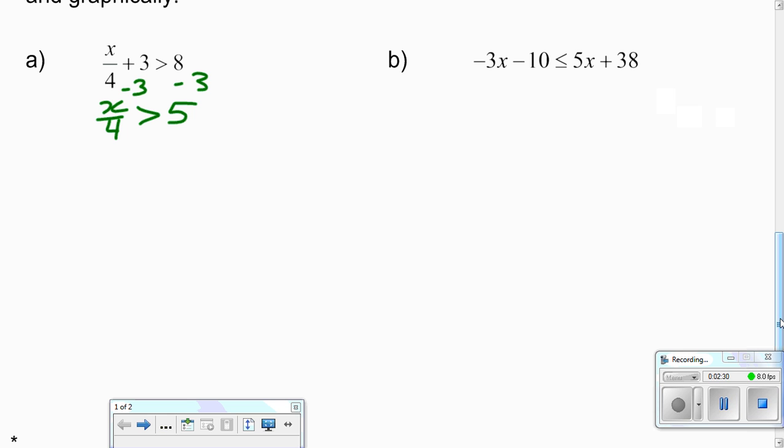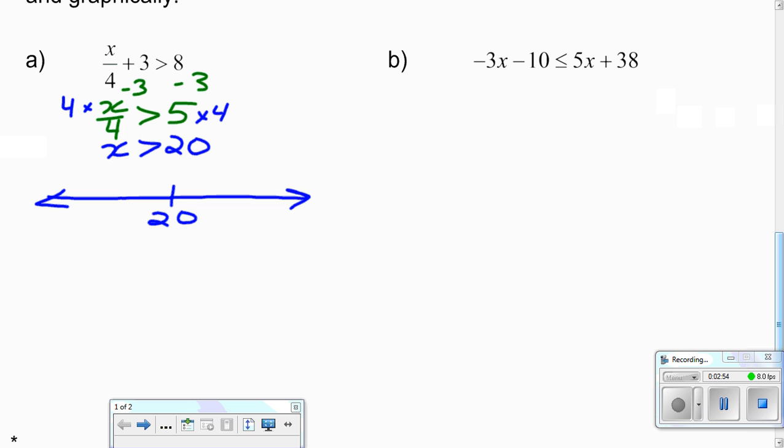Okay, so x divided by 4 must be greater than 5. We're going to multiply both sides by 4. So now we have x must be greater than 20. That's our solution. And this says we need to show our solution algebraically and graphically. So we have it algebraically. Graphically means on a number line.